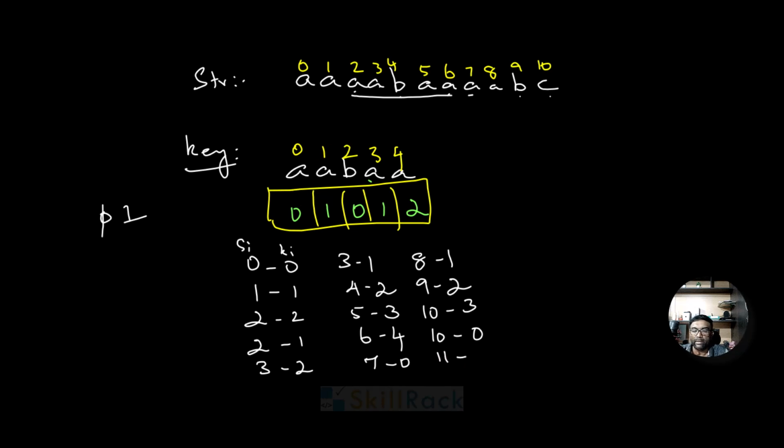You increment and 11, 0 comes. But there is no 11th index here. So you stop the search. So how many times is it occurring? This key is occurring here. It is 1.